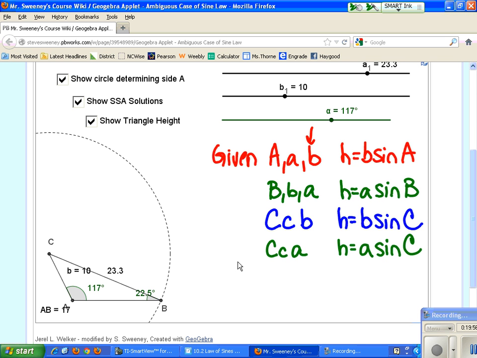So notice that it's always the sine of the angle times the length that's not opposite the angle to figure out the height. And then you just need to figure out if the value that you have is going to be bigger than the height, less than the height, or equal to the height for your different cases for your triangles. So let's go ahead and practice some of these.